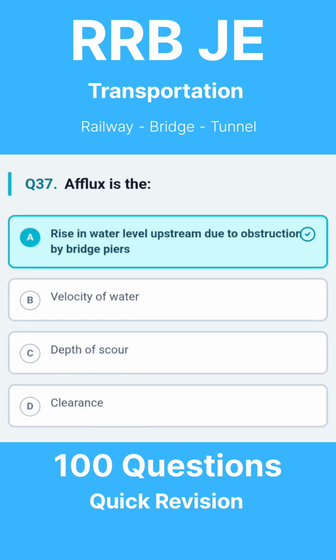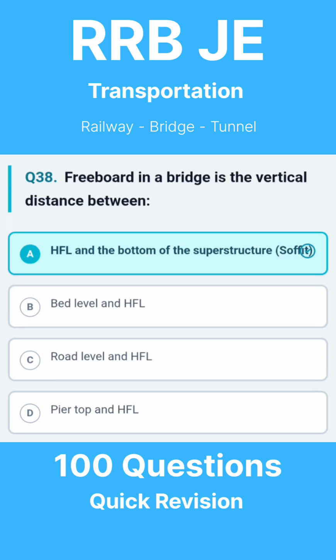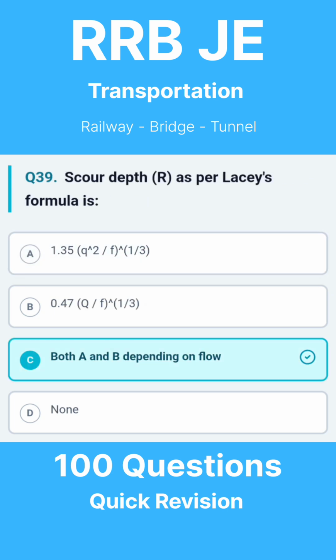Question 37. Afflux is the. The correct answer is rise in water level upstream due to obstruction by bridge piers. Question 38. Freeboard in a bridge is the vertical distance between. The correct answer is high flood level and the bottom of the superstructure soffit. Question 39. Scour depth R as per Lacey's formula is. The correct answer is both A and B depending on flow.